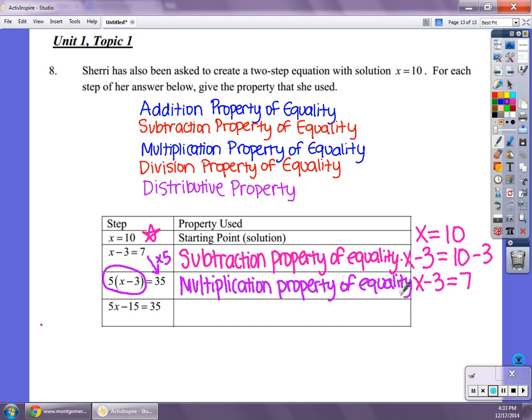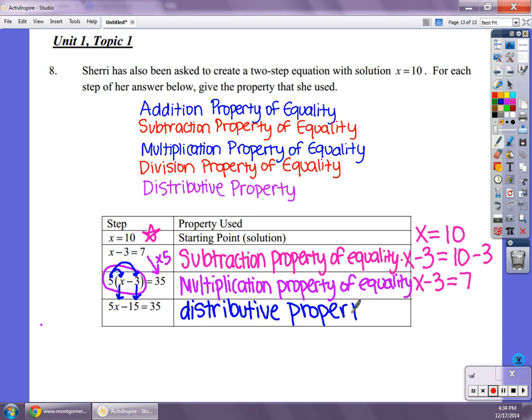All right, finally, I can see that we now got rid of those parentheses. The best way to do that is to use our distributive property. Let's check. 5 times x is 5x. 5 times negative 3 is negative 15. And sure enough, we've used the distributive property to get 5x minus 15 equals 35.